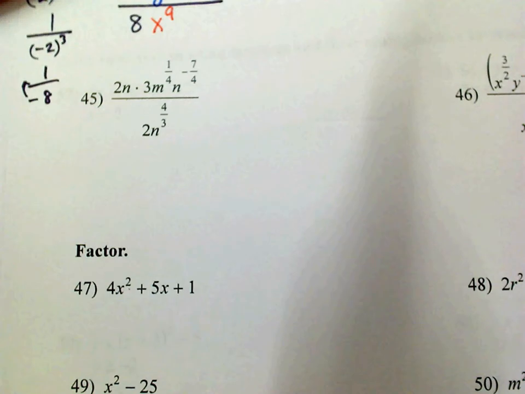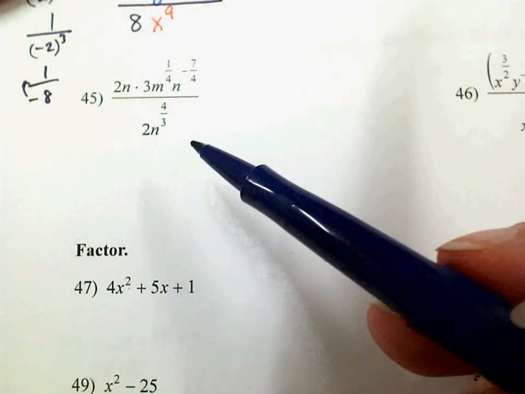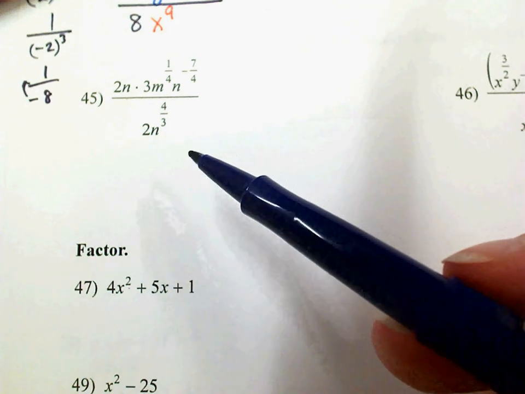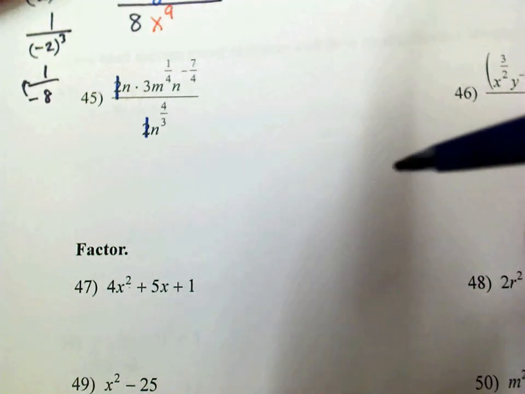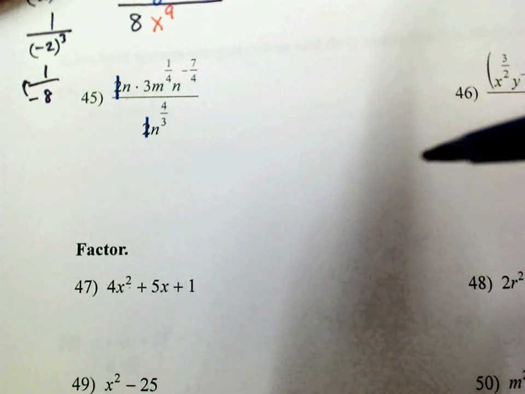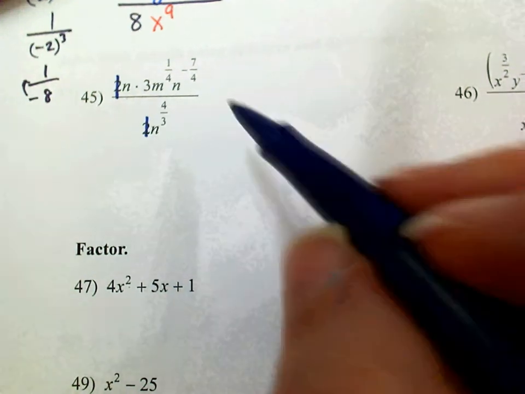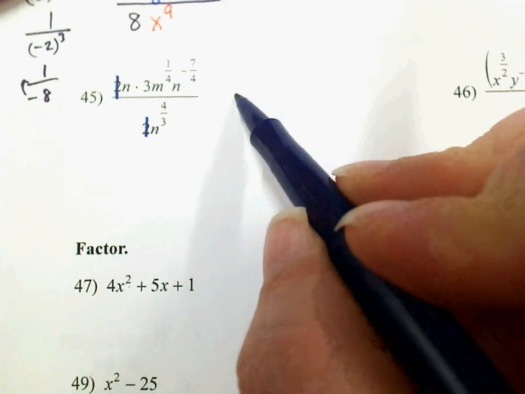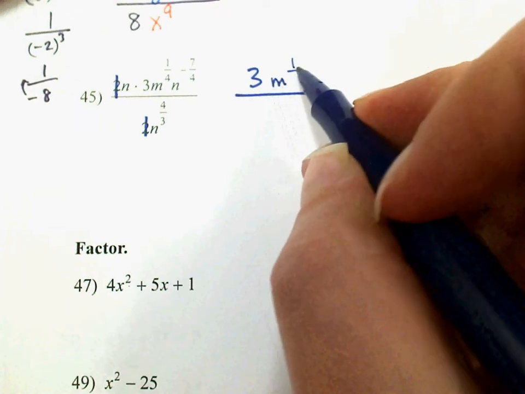I noticed that I have a 2 times a bunch of stuff in the numerator and a 2 times the 4/3 in the denominator. What can I do with those 2's? Can't they just go away? They simplify out. Okay. How many m's do I have in this whole thing? I only have one m term, right? So I'm not going to have to do anything to it. So I've got 3 m to the 1/4. That n stays in the numerator.